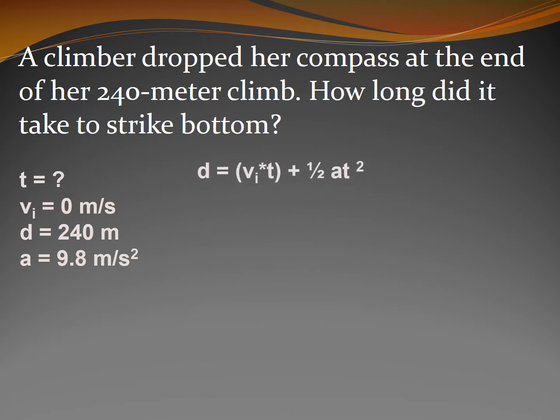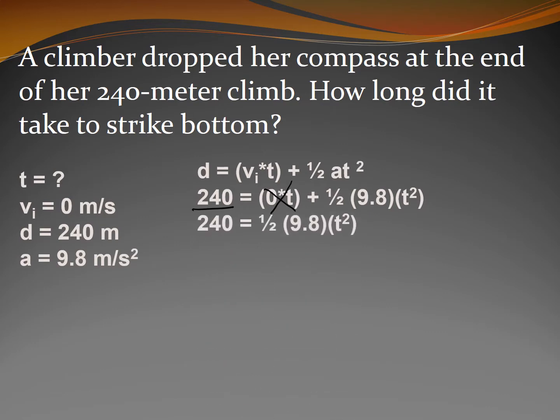So we plug this in. Luckily, initial velocity is 0, so we can cross that out in our equation. This time we do have distance on this side, and we have 1/2 times 9.8 times t squared. We don't know what t is. So we simplify. 240 equals 1/2 times 9.8 times t squared. 1/2 times 9.8 is 4.9. So now our objective here is to get t by itself. So to get t by itself, I need to divide both sides by 4.9. And so we have that here.